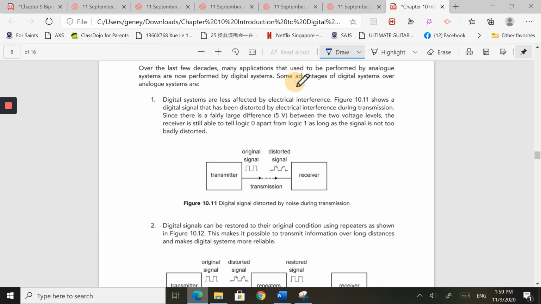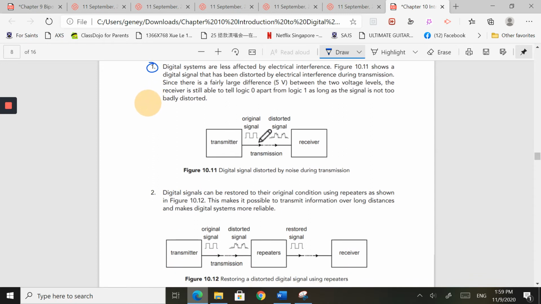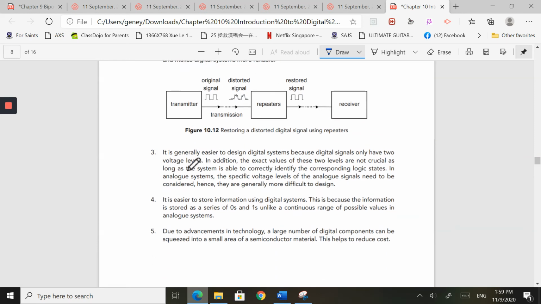Now, what you do need to know is that there are advantages of digital signals. Remember the first one: they are less affected by electrical interference. And even if they are, we can restore the signal. So that's the second advantage. All we need to know is that above a certain value, I know it's a high, and below a certain value, I know it's a low. So I can restore it to a high, low, high, low. The third advantage is that it's generally easier to design systems when we only need to consider a high or low value, zeros or ones, 5 volts, 0 volts. And it is also easier to store the information.